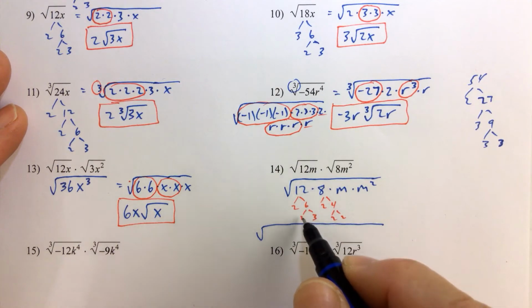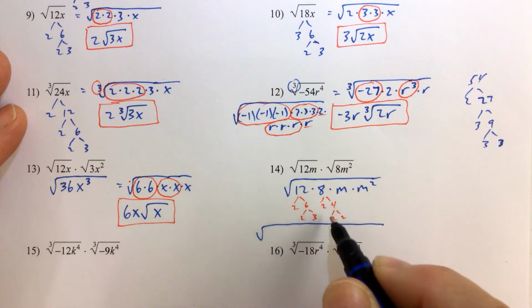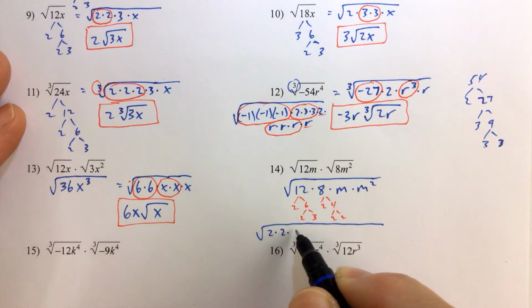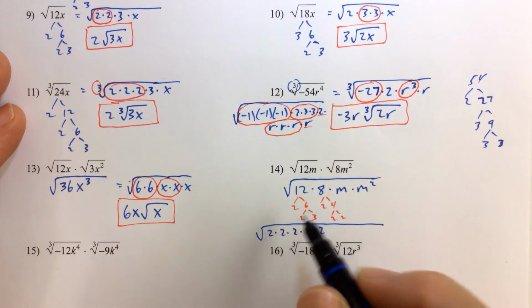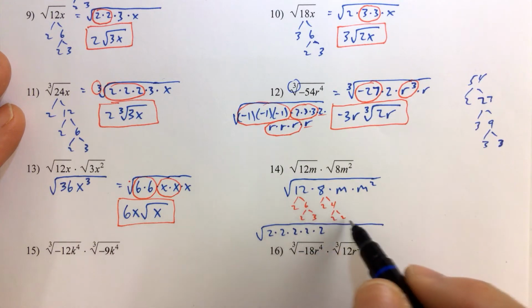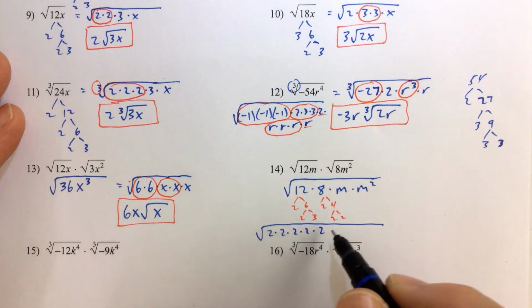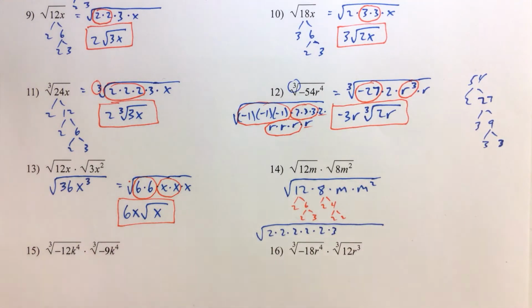So we have a 2, a 2, a 2, and a 2. We have 1, 2, 3, 4, 5 2s, because I'm including the 2 2s from the 12 and the 3 2s from the 8. So we get to multiply all those together. And then we have this 3. Don't forget that one.